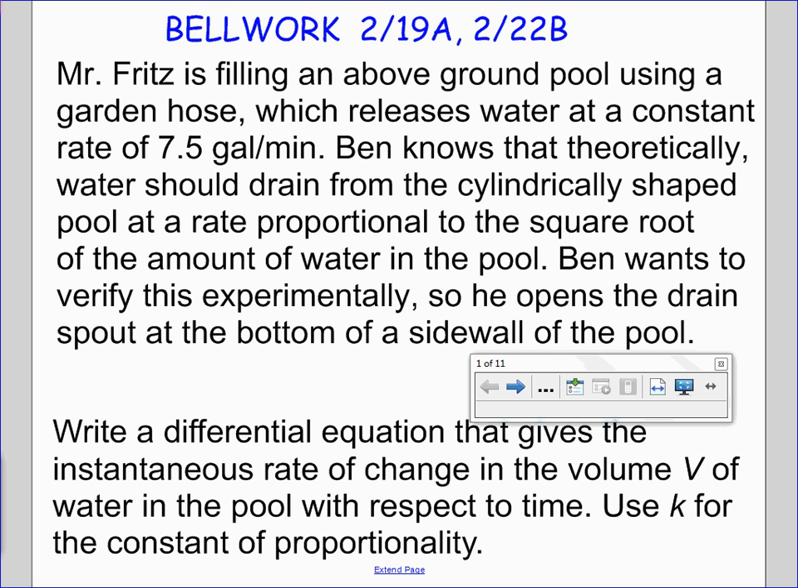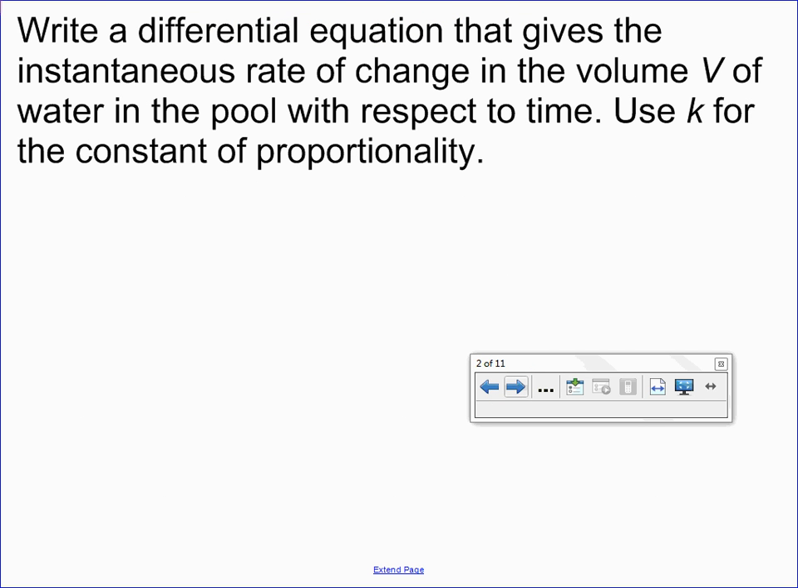So let's put it together and write a differential equation that gives the instantaneous rate of change in the volume V of water in the pool with respect to time. Use K for the constant of proportionality, which we don't know. We weren't given data points, so we wouldn't necessarily be able to find K in this situation. And yet we can still get the family of solution curves and so on by considering my potential solutions for the differential equation. So let's go ahead and take a look.